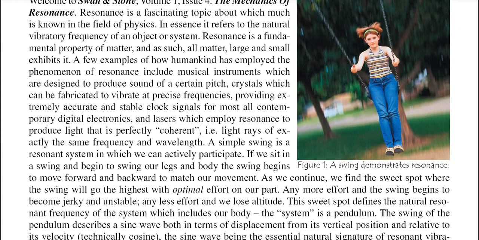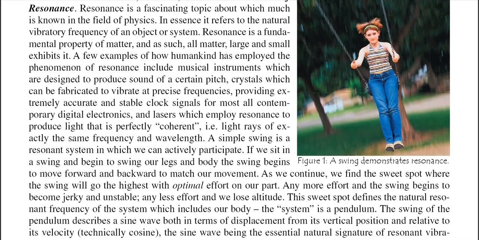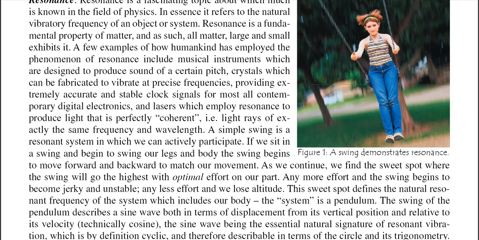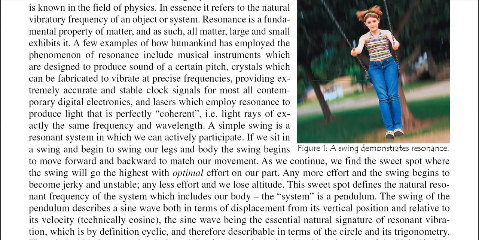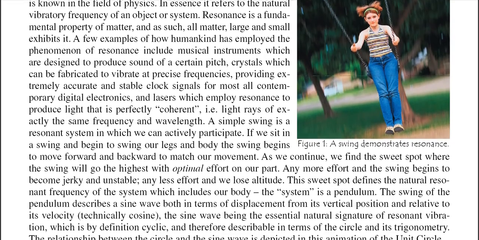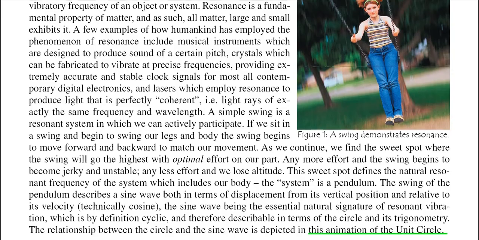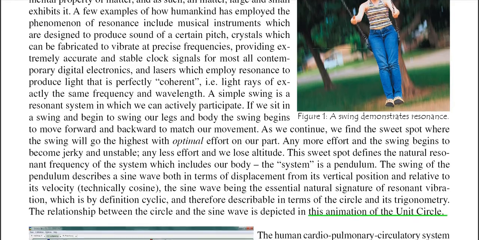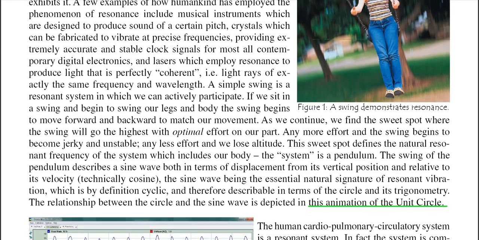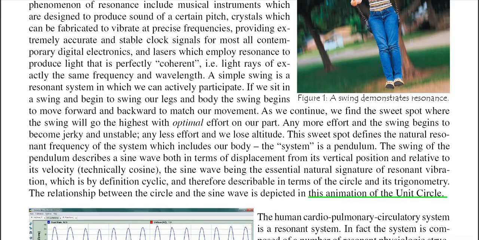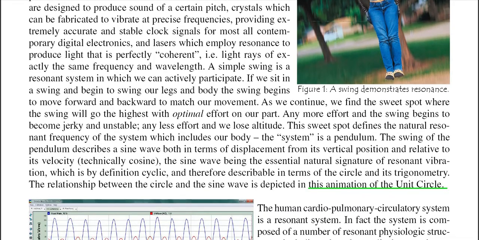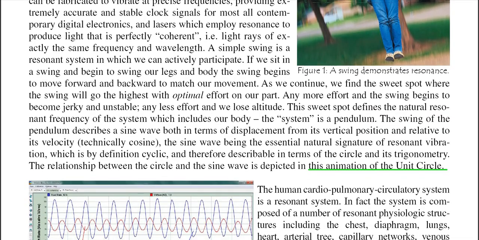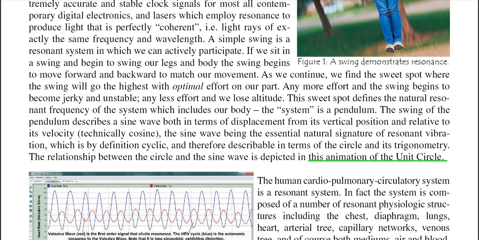A simple swing is a resonant system in which we can actively participate. If we sit in a swing and begin to swing our legs and body, the swing begins to move forward and backward to match our movement. As we continue, we find the sweet spot, where the swing will go the highest with optimal effort on our part. Any more effort and the swing begins to become jerky and unstable. Any less effort and we lose altitude. This sweet spot defines the natural resonant frequency of the system which includes our body. The system is a pendulum.